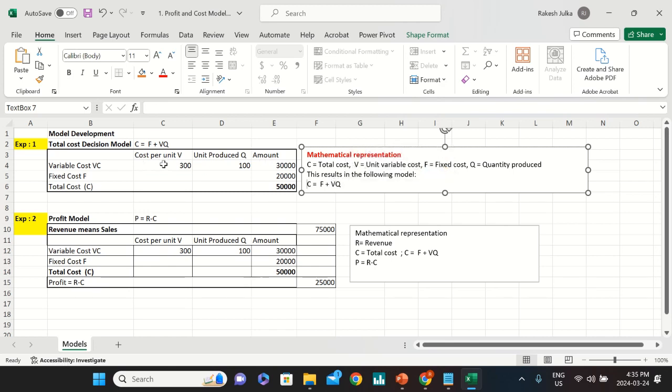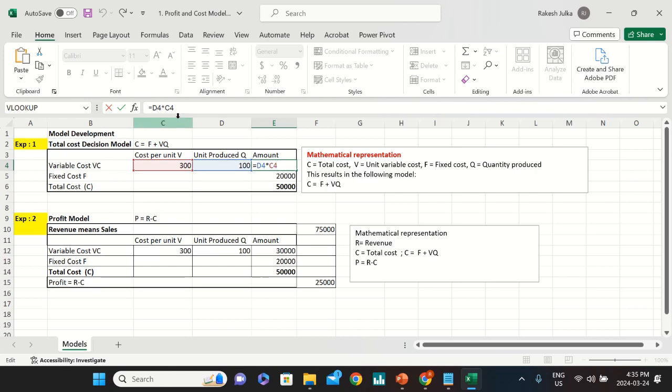Let's say we have a 300 total cost per unit, 3 as the cost per unit, and 100 as the quantity. Let's change the quantity from 100 to 120, and the amount will be $36,000 plus fixed cost, that will be 56,000. If I change it to 100, it is 30,000. How is it calculated? Just double click on this. You will find C4 and D4, multiplying these two figures.